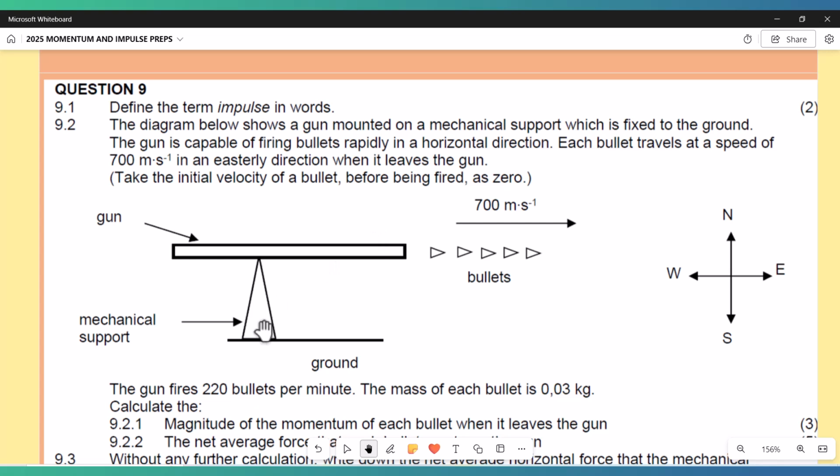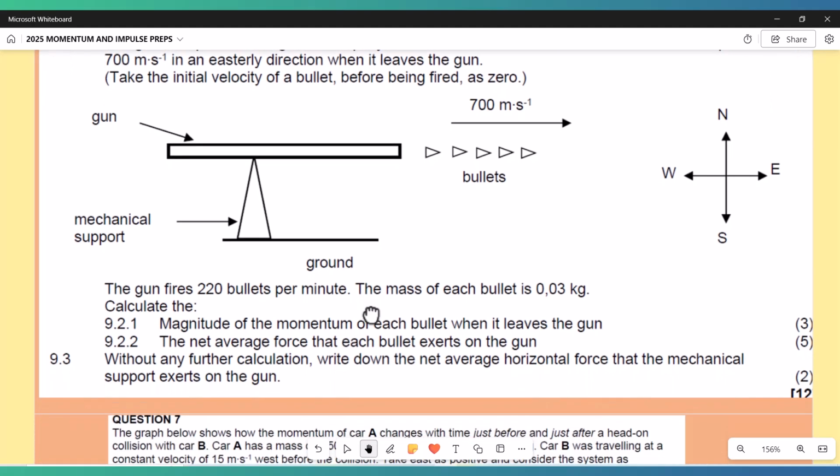Okay, they say the gun fires 220 bullets per minute. The mass of each bullet is given here. What must we calculate now? Calculate the magnitude of the momentum of each bullet when it leaves the gun.